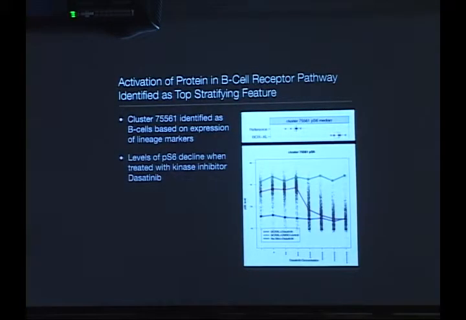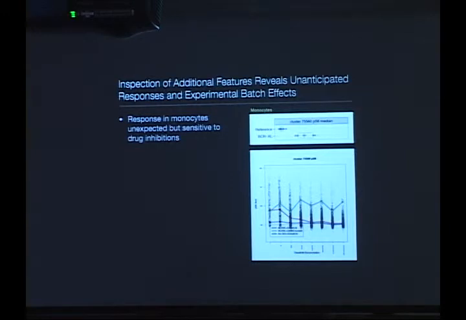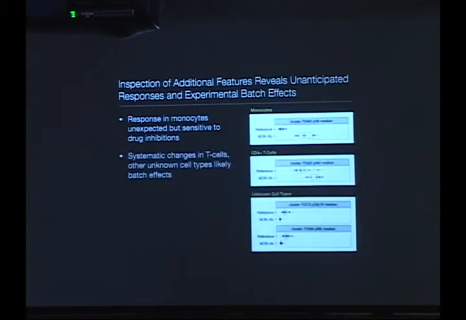So we did actually end up going in and validating a lot of these responses to confirm that they were indeed biologically induced. But then there were a bunch of other things that showed up in addition to B cell responses. We had levels of S6 responding in monocytes. Those turned out to be true as well. And then a bunch of responses in things like CD4 T cells and other unknown cell types, things we didn't have any idea what these cell types were.